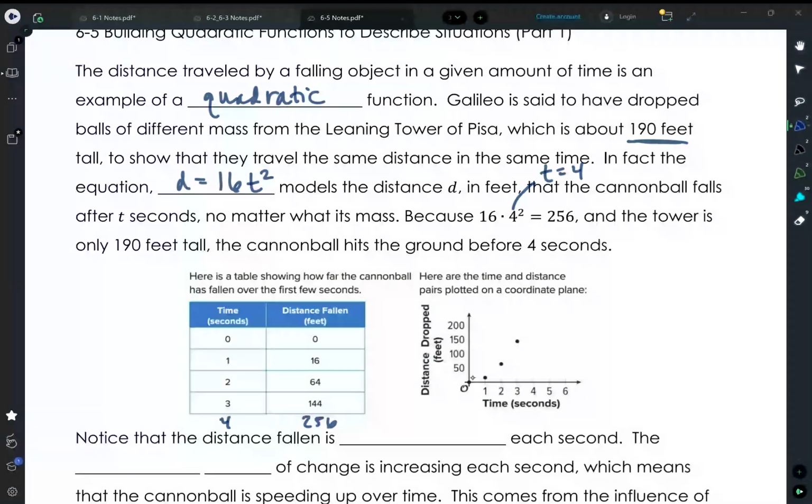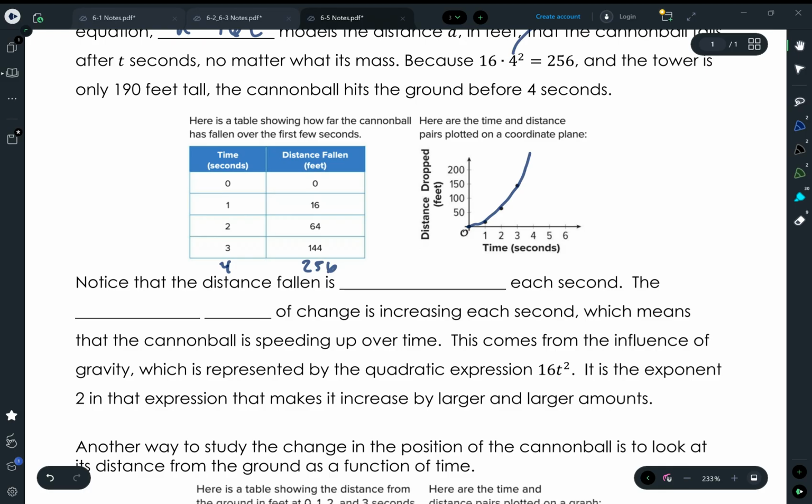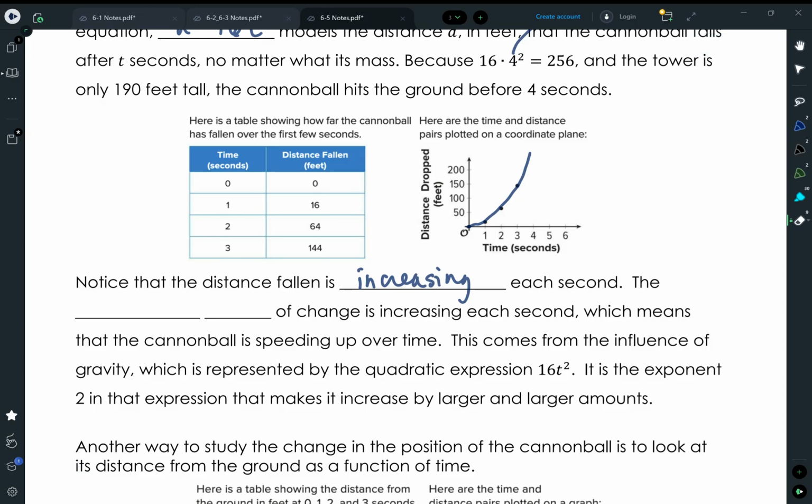And then when we graph them, they make this curve. I know it doesn't look quite like the curve we've been making, but that's because you're only seeing half of that shape, right? This would be where the other half would be. But it doesn't really make sense to have both halves, not for something like this. We don't have a negative time, in case you are wondering about the shape. So notice that the distance fallen is increasing each second. In the first second, it was only 16 feet. And then all of a sudden it's 64 feet, right? So it's gone up by a lot.